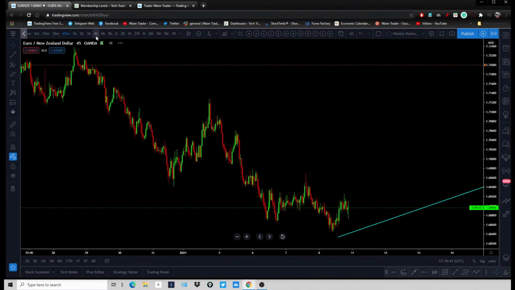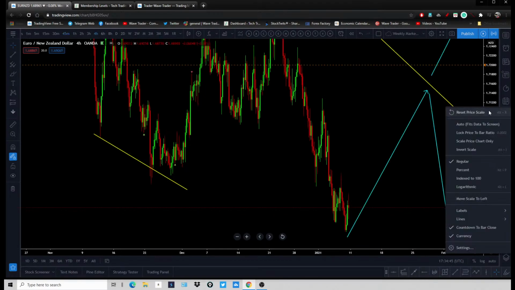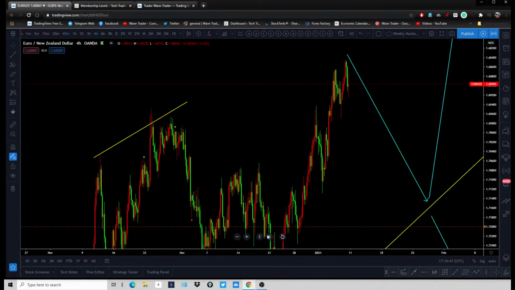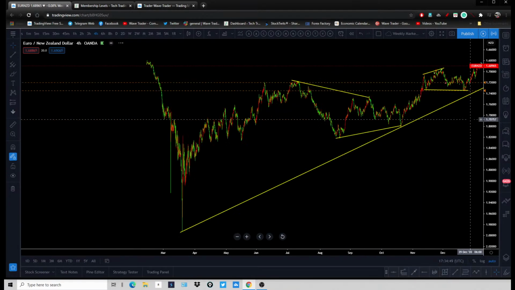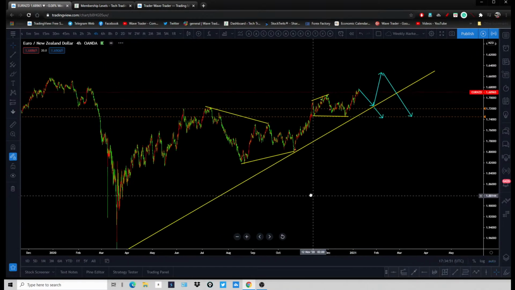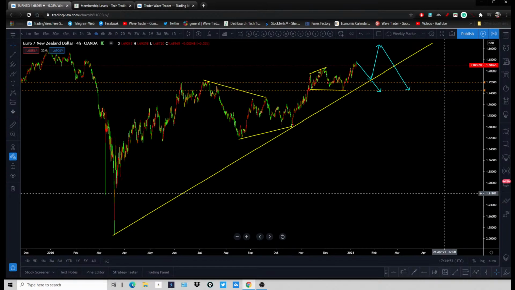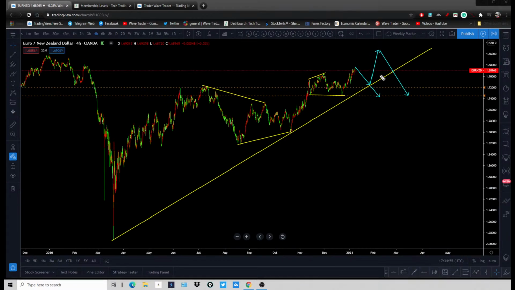So Euro New Zealand dollar is also a similar chart. Just reverse that chart. So correct and go for another leg, or a deeper pullback all the way back to that low, or deeper within these areas.